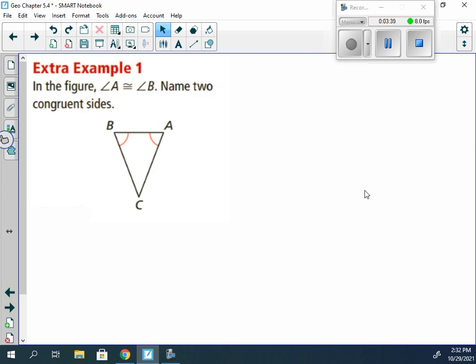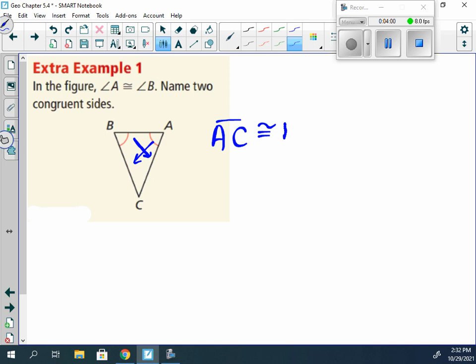In the figure, angle A is congruent to angle B. Name two congruent sides. So the sides opposite those angles would be congruent. So AC and BC, because AB would be the base. The side that connects the congruent angles is going to be the base. The other two sides will be the two that are congruent. Questions on this here?